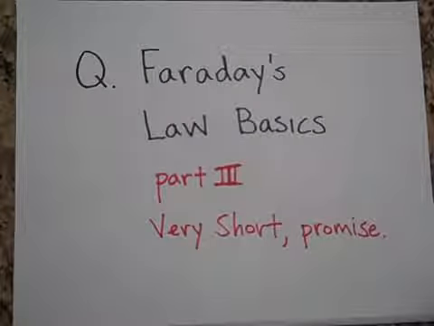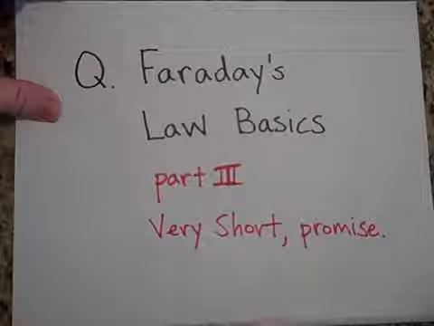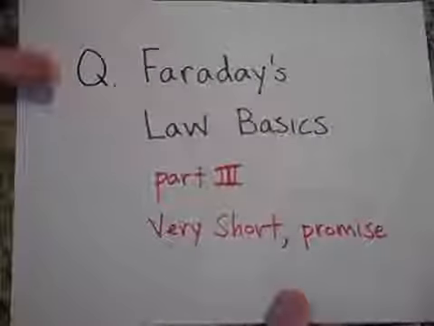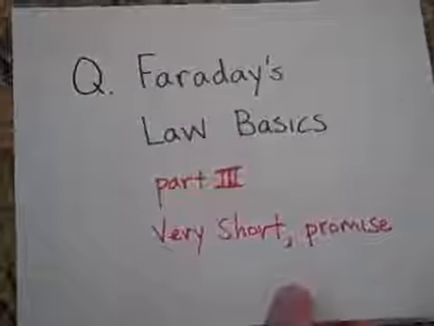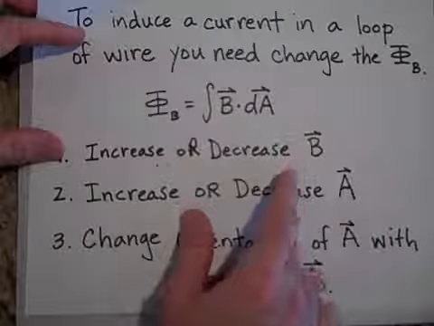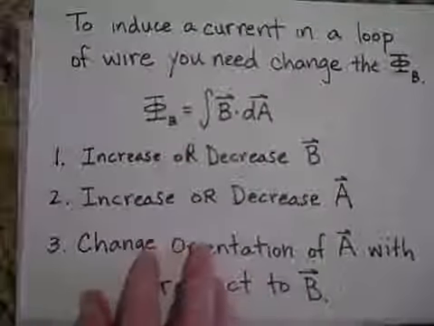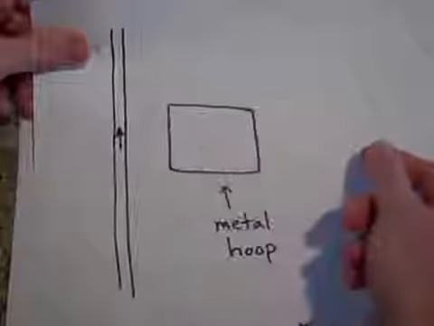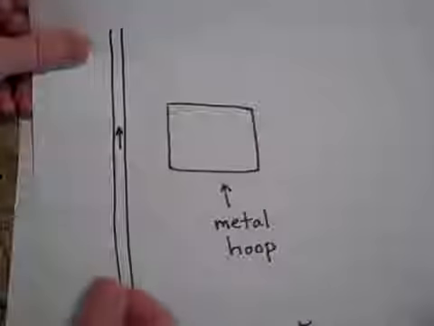Okay, so this last part of the basics of Faraday's law is going to be very short, I promise. And I'm not saying that I'm not going to put other videos on Faraday's law, but this is just the basics of Faraday's law. So there were three ways to change the flux. Then we could increase or decrease the B, which I showed you how you could do just by pulling that hoop either away or toward. You could change the flux in there. It's all about changing the flux.